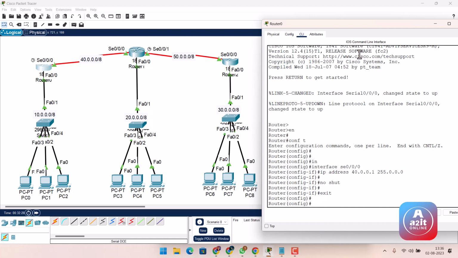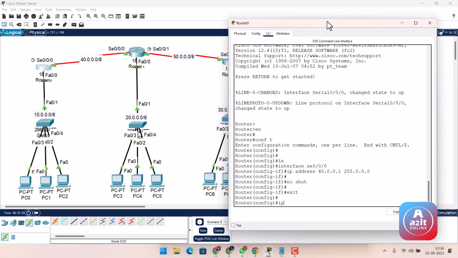So here we go. I'm going to use the keyword which is ip route, and to mention indirect networks, we need to use the network IP address of each network. So my second indirect network is 20. So the network IP address of that network is 20.0.0.0, and the subnet mask of that network that we have used is 255.0.0.0. And in the end, we need to mention our port which helps us to make communication with that network.